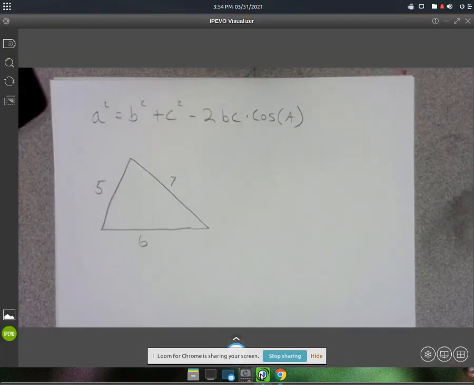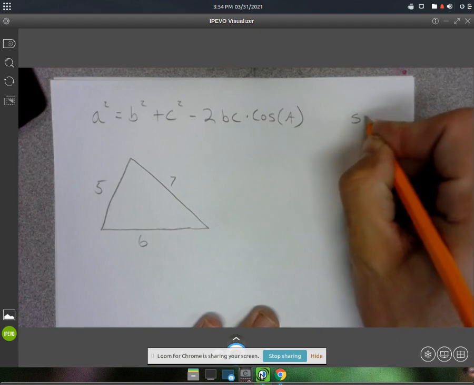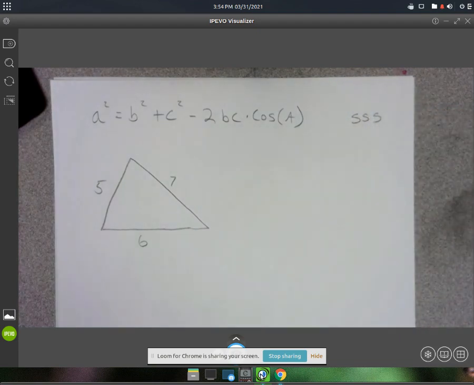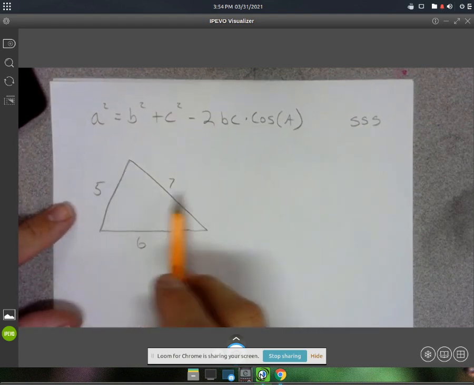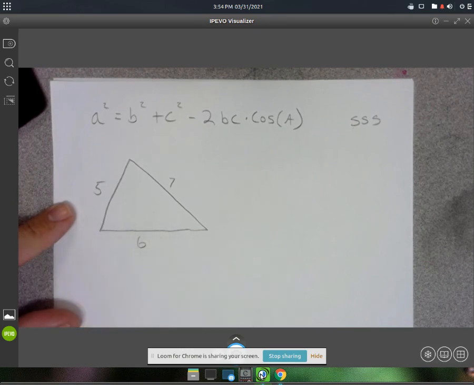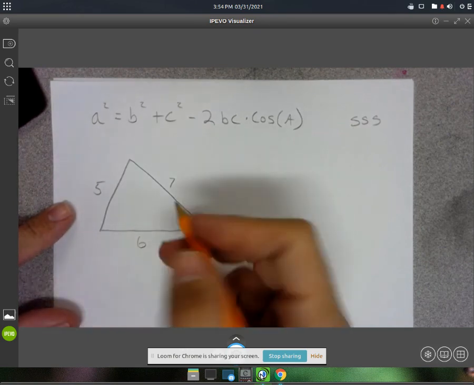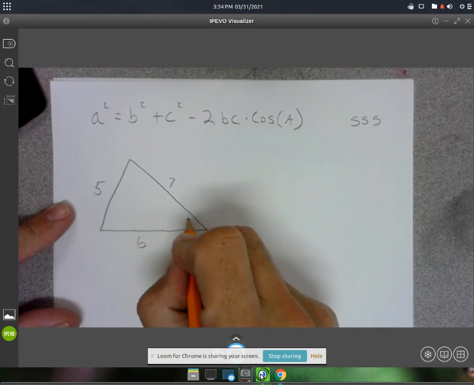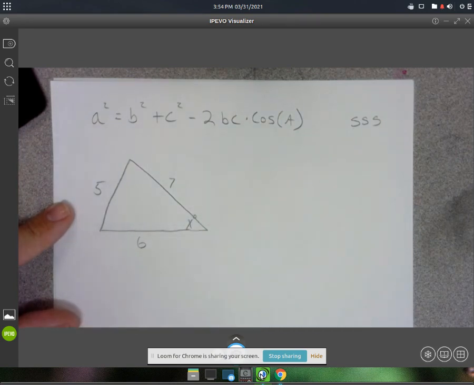All right, so this time we're going to be looking at a side example, and we're going to be solving for the missing angles here. It doesn't matter which angle we choose. So let's say we're going to solve for this missing angle first, right here.